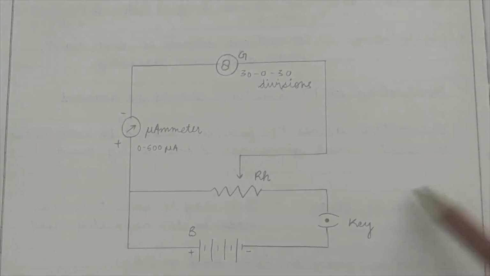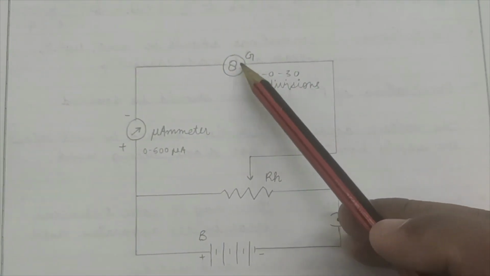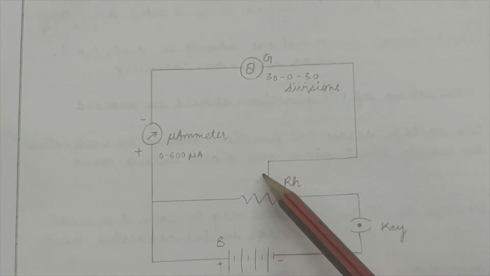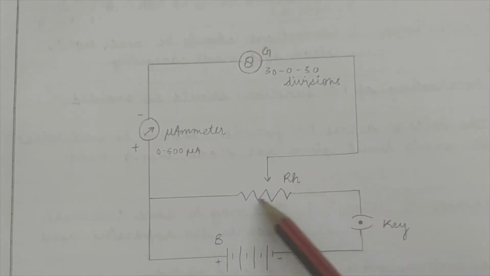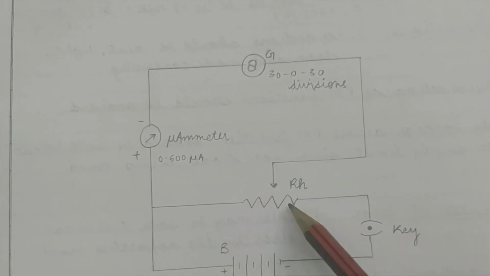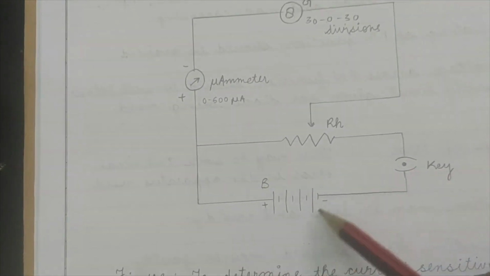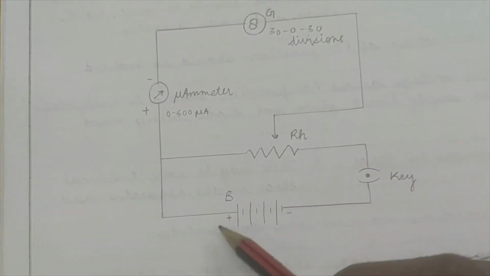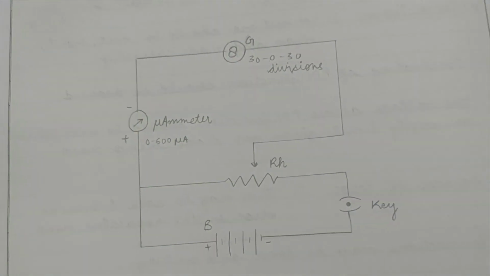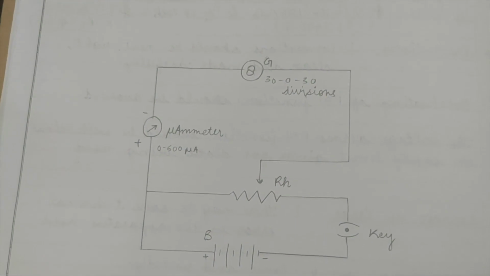This is a very simple circuit diagram. Here we have a galvanometer, these two terminals of the galvanometer, and then you have a microammeter, and this is connected to a rheostat. This is the rheostat which we are going to use, and this is our 2 volt DC supply. You also need a key here to break the circuit. So first of all, let us make this circuit.